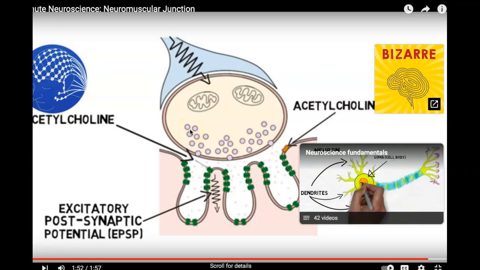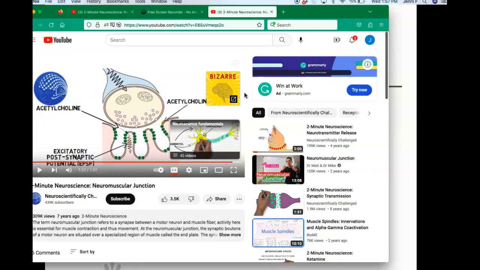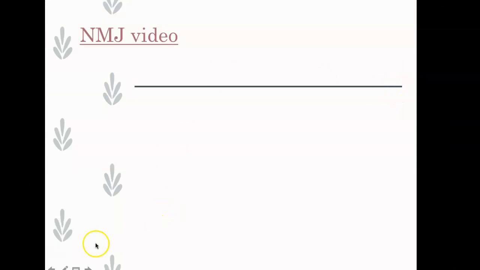Okay, so that I think is a really good representation of what happens at the neuromuscular junction. Let's get out of there and go back to our slideshow.